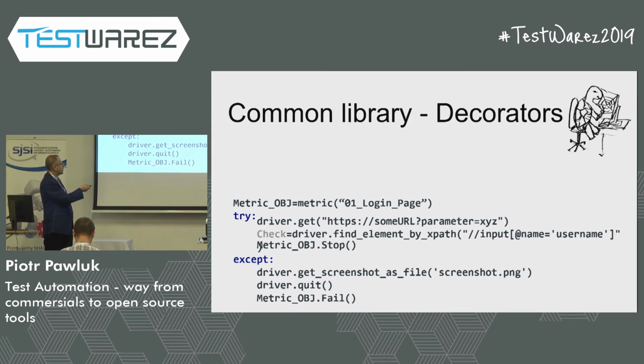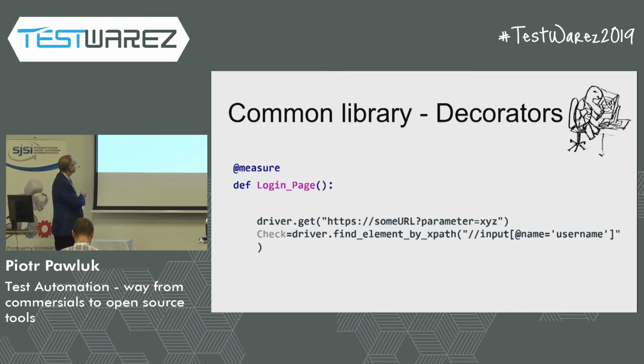in case of an error here, you need to, for sure, take a screenshot, quit the driver, so as not to leave the driver in the memory, and run this fail function, which will send information to Grafana that this particular metric was not successful but failed. Okay, and all this could be done with this measure decorator, which gets the function name and adds all these steps before and after our execution. So in this way, the code was much clearer, much more readable.